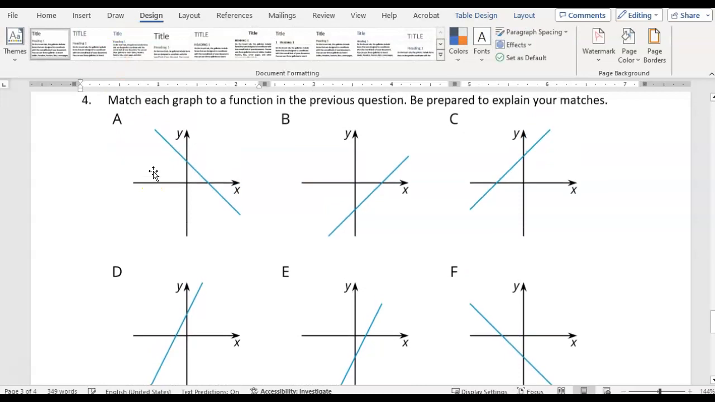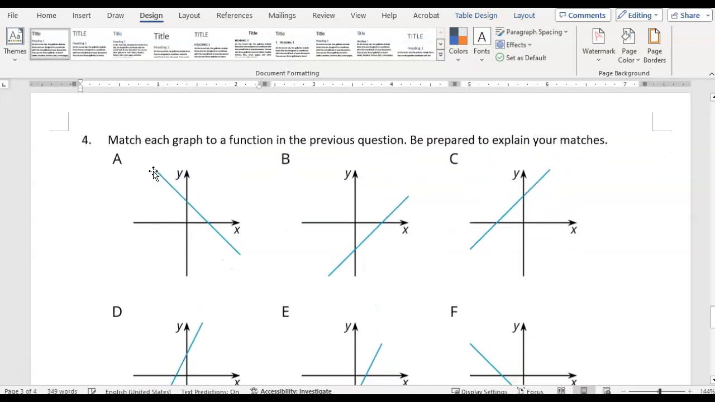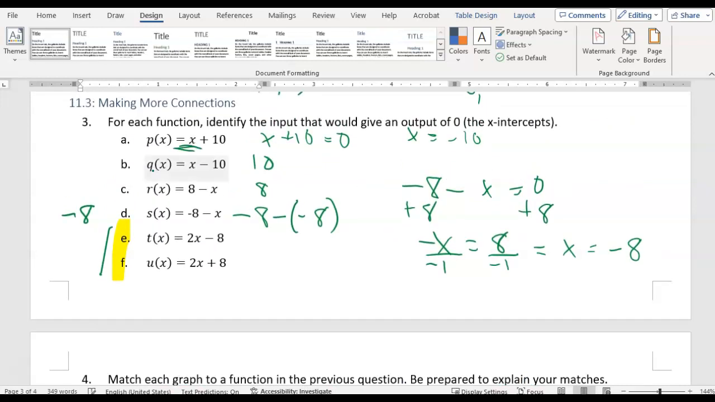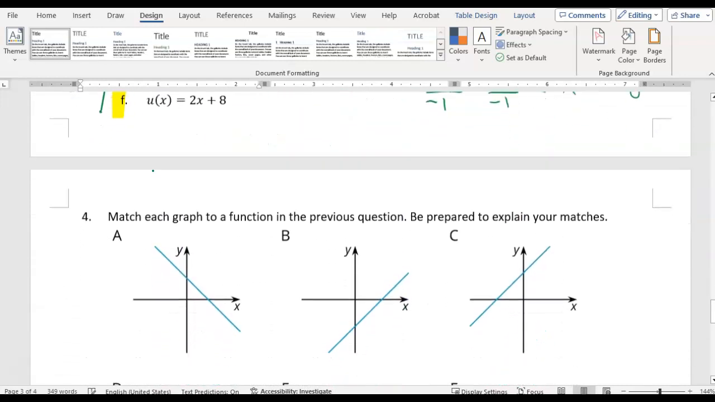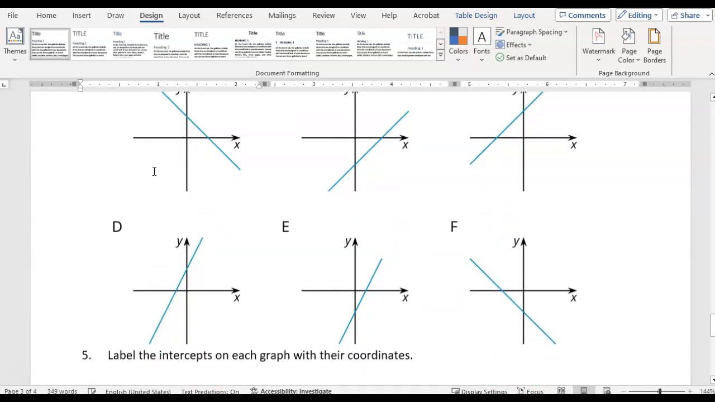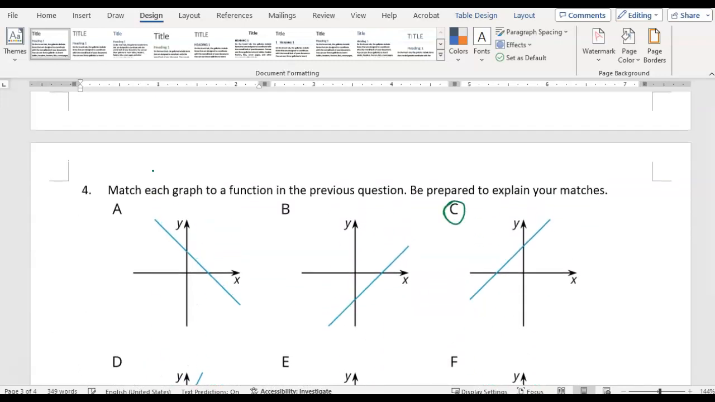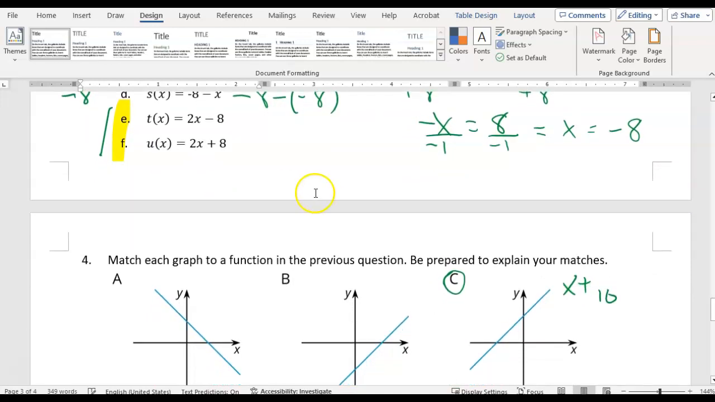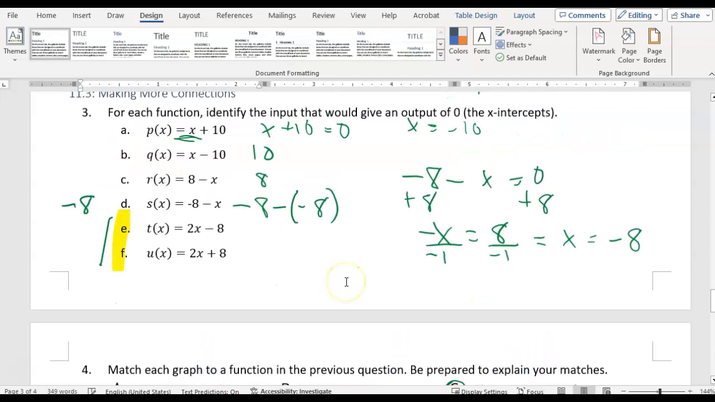And so there's a couple that might be, that could be C or it could be D. Now notice in front of the x is a slope of 1. So that is increasing 1 over 1, versus D has a steeper slope. So I'm going to say that C is matched to x plus 10 because it has what looks like a slope of 1 over 1 and a y-intercept of 10.